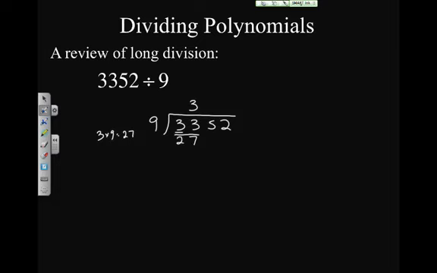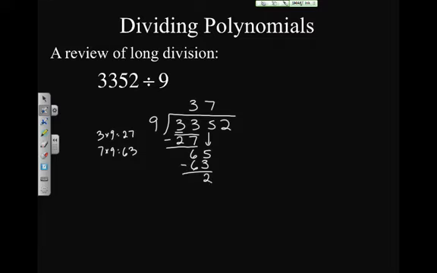And after we put that 27 under there, we want to subtract. So we're going to subtract 33 minus 27, and we get 6. After we get the 6, we bring down the next digit, which is a 5 in this case. So then we think, how many times does 9 go into 65? And that answer is 7 times. So then we take 7 times 9, and we get 63. And that 63 goes right here underneath the 65, and again, we subtract.